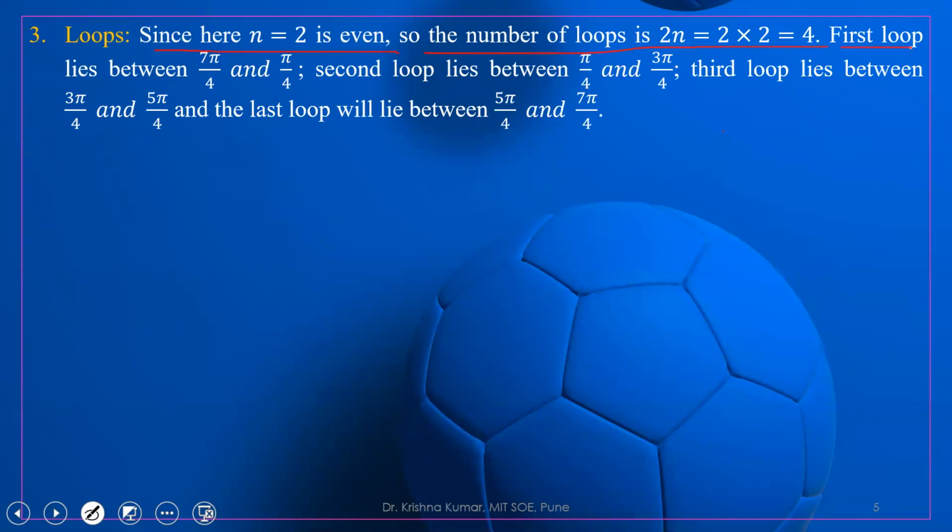Just look here. If you want to trace this curve, the whole curve lies inside the circle of radius a. Correct? The curve is symmetric about the line theta equal to 0 and theta equal to pi by 2. It is symmetric about these two lines. So let us trace this curve. What will happen?